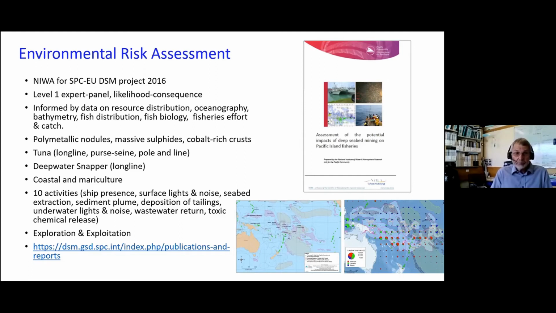And this is work done focusing on what the effects of mining for polymetallic nodules, massive sulfides, cobalt-rich crusts, which you can see in the bottom left-hand panel, differ in their distribution amongst the Pacific Island countries and territories, on tuna, deepwater snapper, and coastal fisheries. I'm not going to go into this in any detail. The report is online, but it does show you how this risk assessment can be applied with a limited amount of data in the South Pacific context.